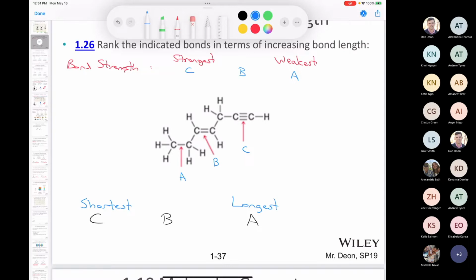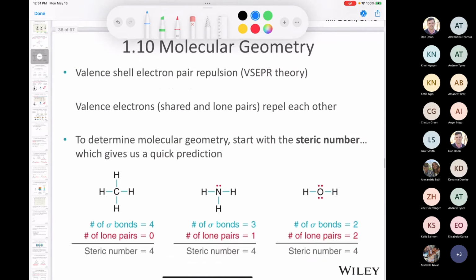Okay, what time is it? 10:51. Let's see here. What's next? Molecular geometry. So next we got molecular geometry. Then we have dipoles, intermolecular forces, and solubility. So we have a few sections left. Why don't we just talk about molecular geometry and then we'll call it a day.